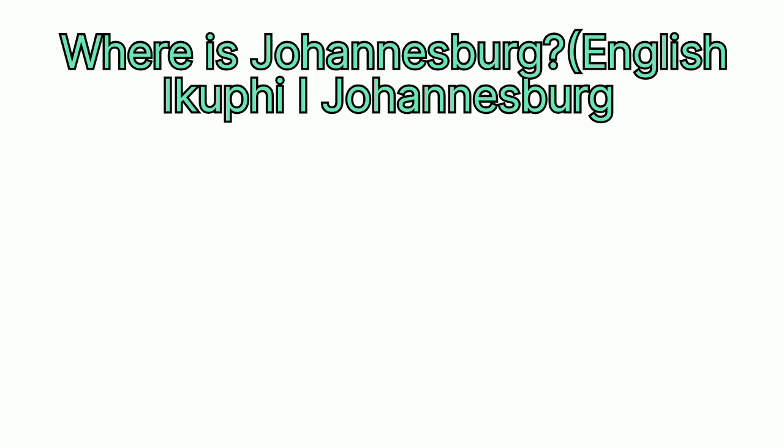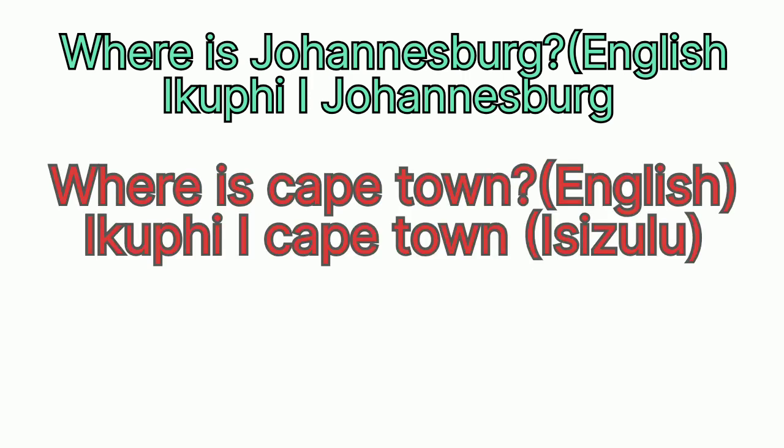let's say you come to the city, you are in South Africa and you don't know anybody. You're trying to ask for a random place. Maybe you just arrived and you wanna ask a certain question, like where is this place. So here's the tricky part. When you ask where, for example, where is Johannesburg, you are going to say ikuphi iJohannesburg. You wanna ask where is Cape Town, you're gonna say ikuphi iCape Town. Where is Eastern Cape, ikuphi iEastern Cape.